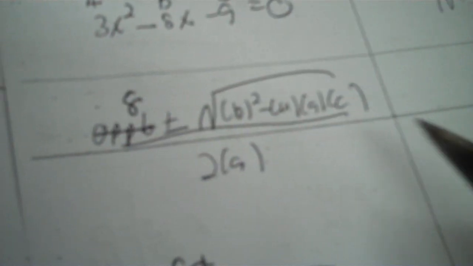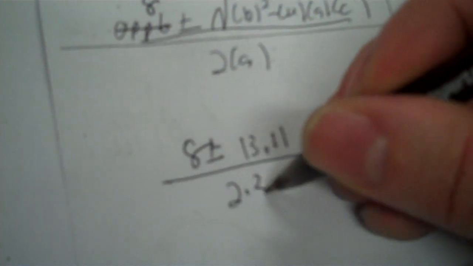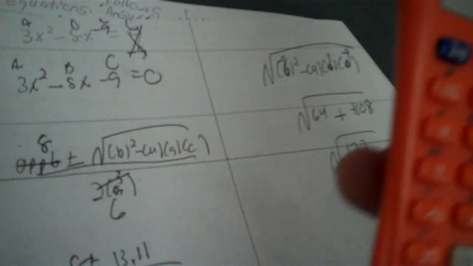I think I know what my square root is. It's approximately 13.11. Then 2a, 2 times 3, that's 6. Then you add, hit equals, then divide by 6, 3.52. Then you subtract, hit equals, divide by 6, negative 0.85. Those are your solutions.